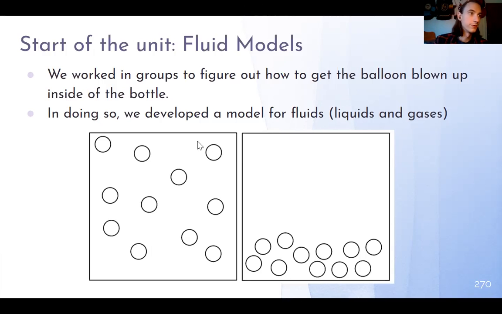So we developed this model for fluids. Liquids and gases are fluids, things that flow. They have slightly different properties, but we said, hey, we can think of these objects as little tiny balls, little tiny particles that bounce around. In a gas, they bounce all over the place. In a liquid, they're more closely put together.